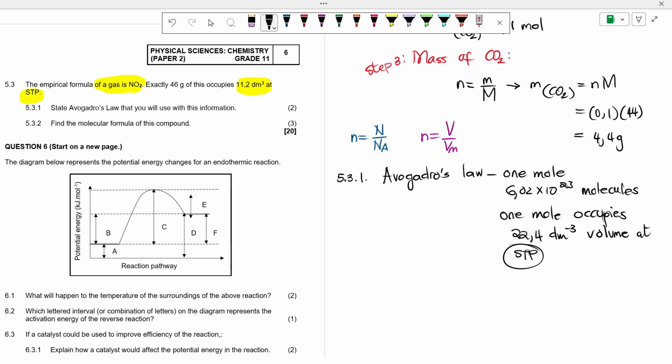Okay, fine. 5.3.2, find the molecular formula of this compound. What do you think we need to do? Not sure. Okay. There must be a formula, but I don't know how to. We must use the formula. Which one? Find it. Or find the formula.